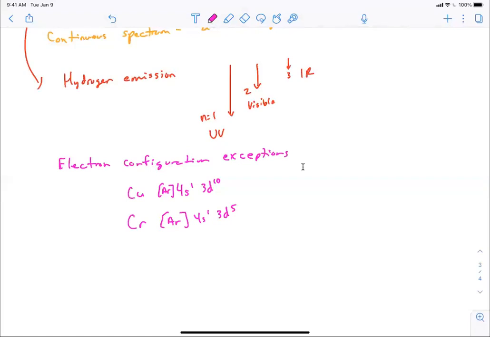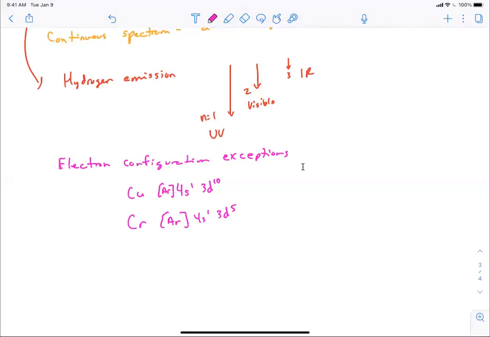But because the energy state of 3d is so close to 4s, the reduction of the repulsion by filling up or half filling the d sublevel outweighs the benefit of having a full s, which then would still be a half filled s, which is still very stable.